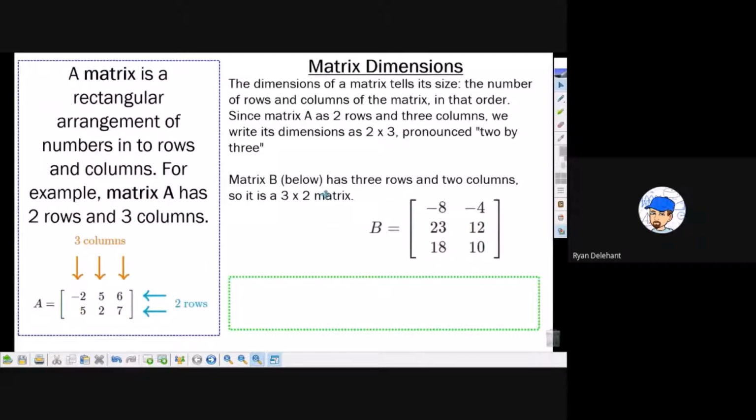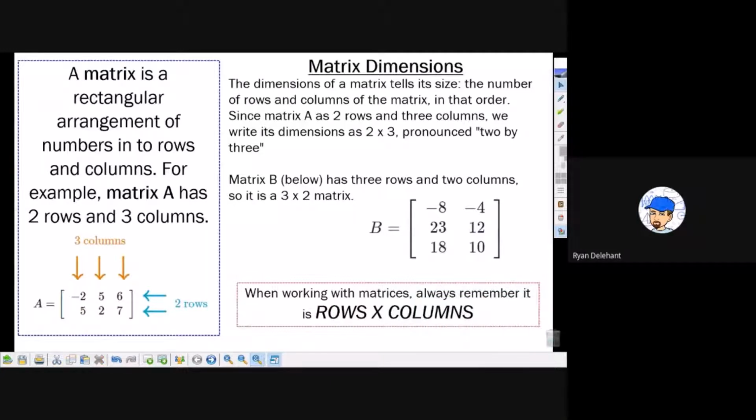Where in opposition to that, matrix B below has 3 rows and 2 columns. 3 rows, 2 columns. So you got to think that you're working left to right. You're going to hit the rows first before you climb up on top to see the columns. So the big thing you have to remember when we talk about dimensions of a matrix is it always, always, always rows by columns. And it's really easy to forget, okay? So it's always tall by length. Everybody okay with that? Good.